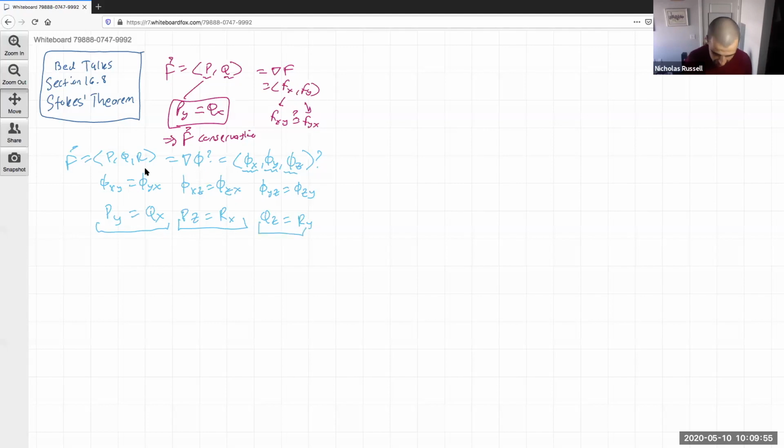And if we satisfy all three of these conditions, then I can tell you that F is conservative. Otherwise, I can't. This means that F is conservative.